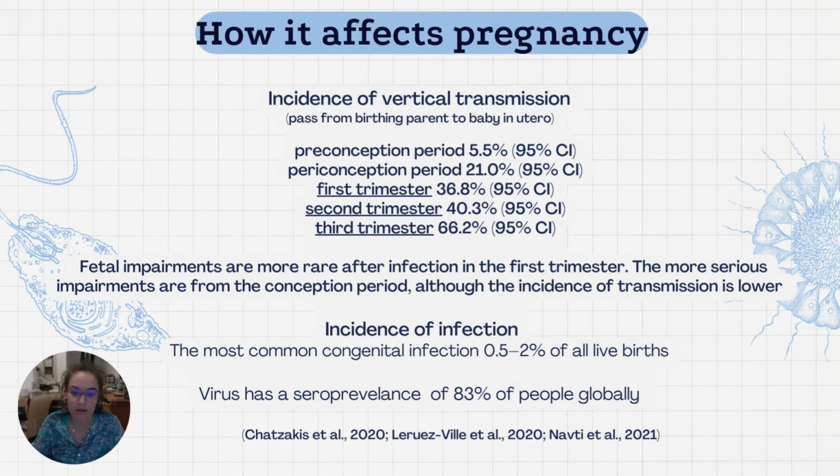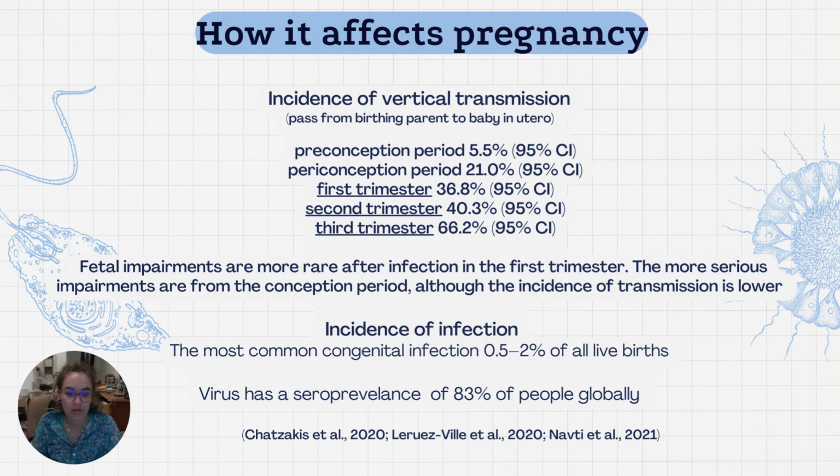So, talking about how cytomegalovirus affects pregnancy, we first need to understand that vertical transmission means that the virus is passed from the birthing parent to the baby in utero. As you can see from these numbers right here, as gestation progresses, the incidence of vertical transmission increases.